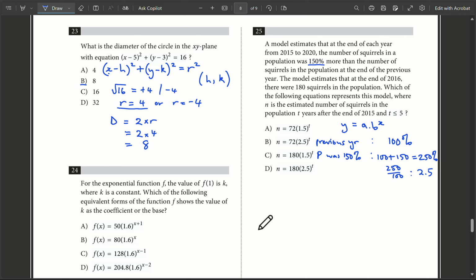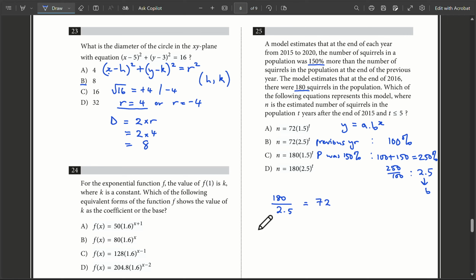Okay, so now at the end of 2016, there were 180 squirrels in the population, right? And to find A, by the way, this 2.5 is our B. That's the growth rate that we have. That is our B. And then to find our A, which is the initial number of squirrels, we are going to say 180, the ones that we had there, divided by 2.5. And that gives us 72.